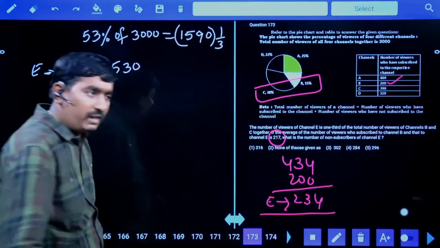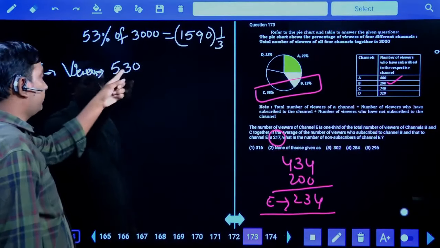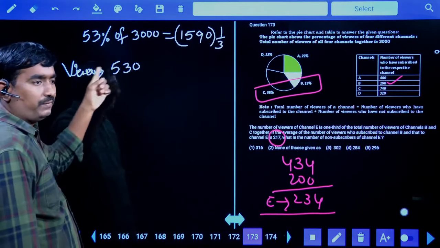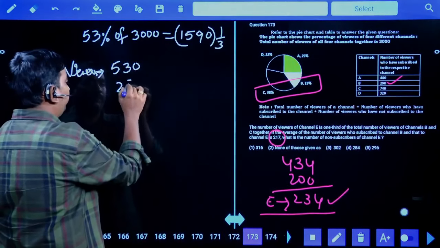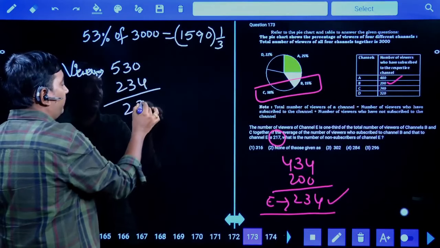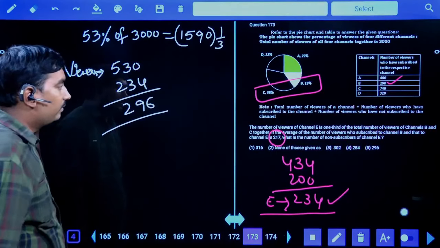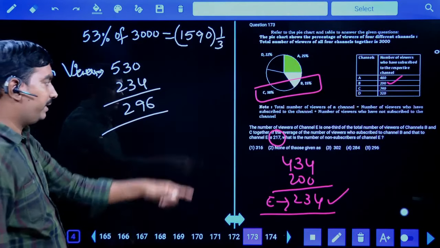Total channel E viewers are 530. Out of 530, subscribers are 234. Then non-subscribers are 296.